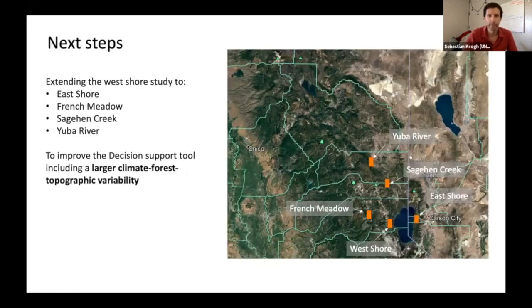So I'm running out of time. So the next steps are going to be, so we did this at the west shore of Lake Tahoe. So we're going to include four different sites. The east shore, which has a much different climate. Sagehen Creek, which is north of Truckee. Some area in the headwaters of the Yuba River, and then French Meadows more on the western slope of the Sierra. So the idea of including all these new sites is that we're going to have a much larger climate, forest, and topographic variability that's likely going to improve the fidelity of our estimates.